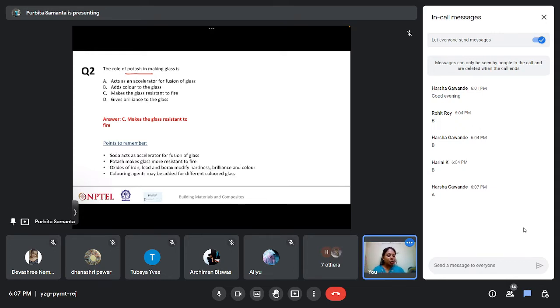Okay. So if you once again go back to the course module, you'll find several other components, for example, soda or potash or oxides of iron, then lead or borax. All these things are even coloring agents. All these things are added because they have very specific roles when you are manufacturing glass. Soda acts as an accelerator for fusion of glass, so it will enhance the speed. Then when we put some potash into it, it makes the glass more resistant to fire.